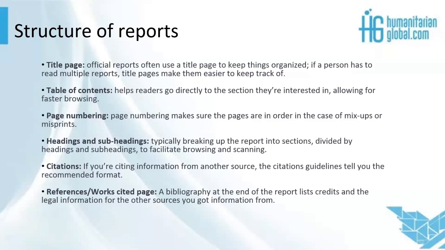Table of contents helps us to show how we have organized our work in the report. And here it helps whoever is receiving your report to be able to go directly to the section that they'd like to see. Page numbering is important because it ensures that your pages are in order. In case of any mix-up or misprint, you'll be able to notice that there's a problem. It also helps give a very good flow of your report.